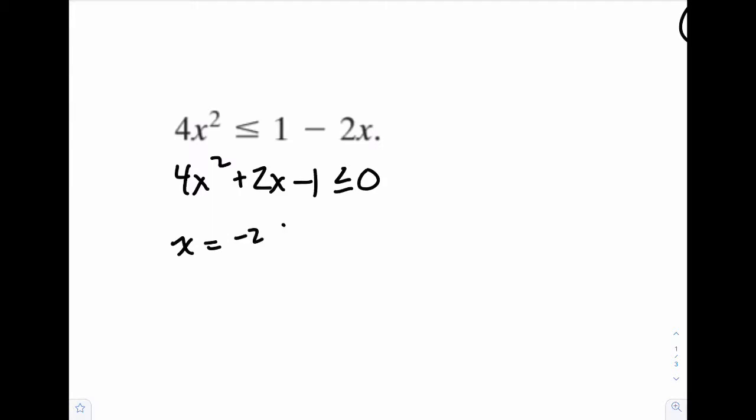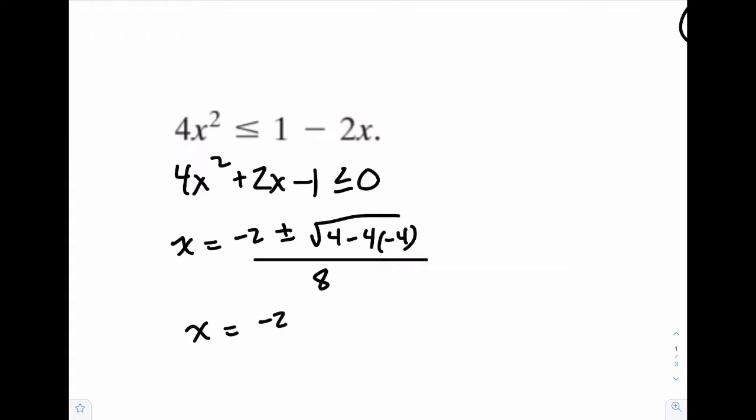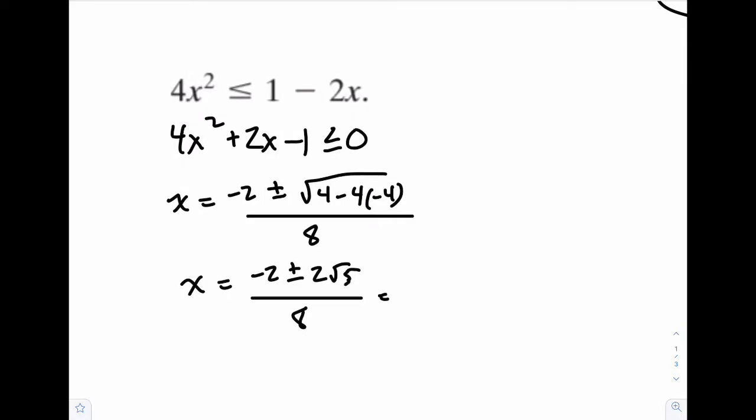So opposite b plus or minus the square root of b squared minus 4 times negative 4 all over 2 times 4, which is 8. So x equals negative 2 plus or minus the square root of, this would be 20, all over 8. Let's reduce root of 20. That'd be 2 root 5. And now we can break that down. This would be negative 1 plus or minus root 5 over 4. So those are my zeros.